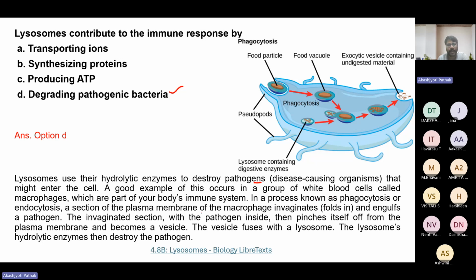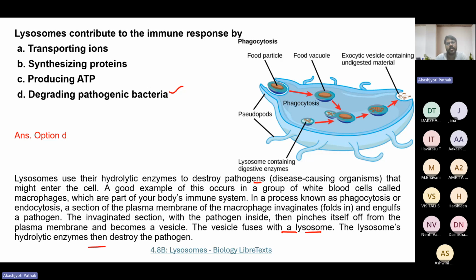The section of the plasma membrane of the macrophage will invaginate and engulf the pathogen. The invaginated section with the pathogen inside then pinches itself off from the plasma membrane and becomes a vesicle. This vesicle fuses with the lysosome, and the lysosome's hydrolytic enzymes destroy the pathogen. Okay, so these are some of the questions which are related to lysosome.